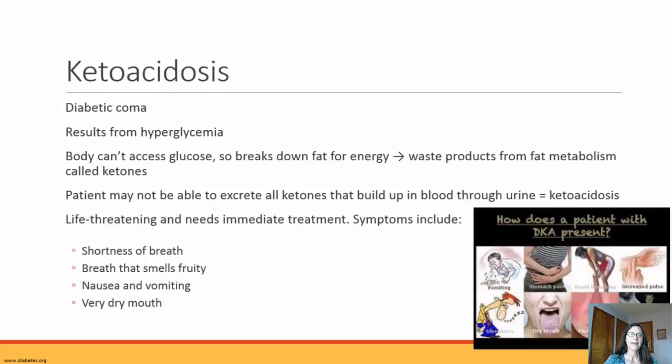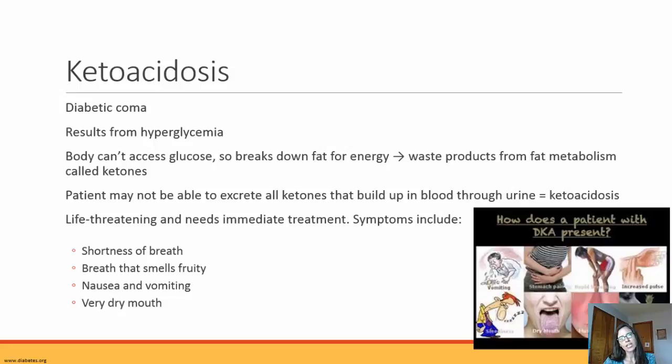Okay, so again, some ketones are fine. A lot of people who don't have type 1 diabetes are actually trying to use the keto diet as a therapeutic diet, and we'll talk more about that in the lipid section. But when we talk about type 1 diabetes, we are talking about severe ketoacidosis, okay? We're talking about basically no glucose being available, so we have to break down our fats for energy.